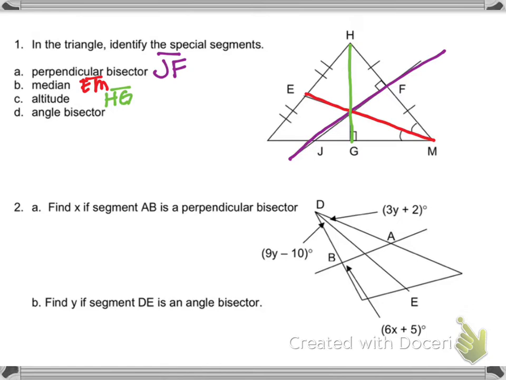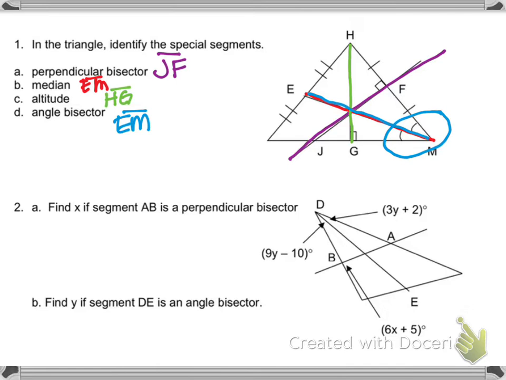And then the last one, the angle bisector. This will be the line that's cutting an angle in half. So you need to see the markings. You can see the markings there on angle M that it's being cut in half. And so the line that's doing that, again, is EM. So in this case, EM was an angle bisector and it was also a median, and that's okay. It can be 2 things.